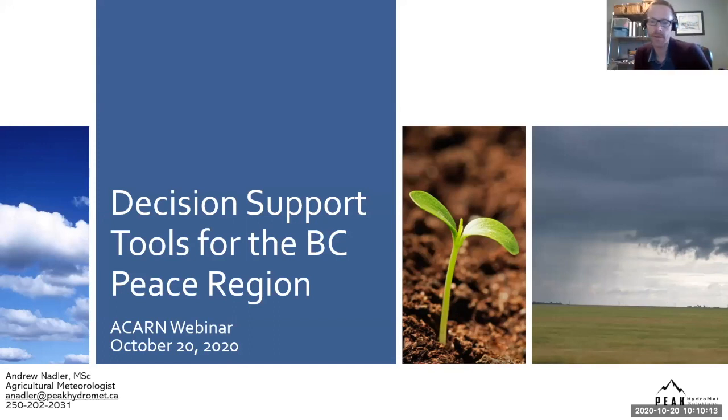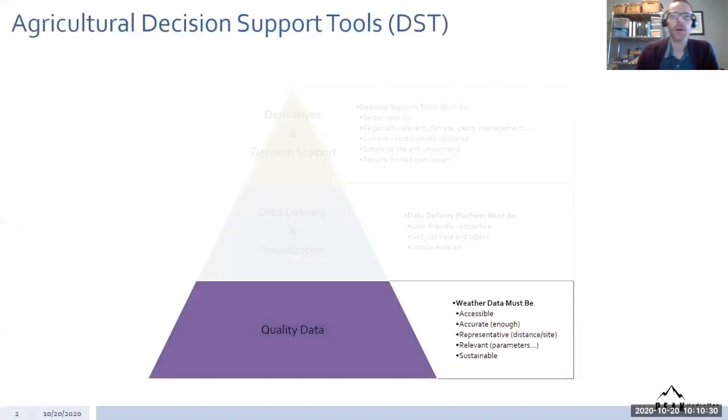That provides a great start to where I wanted to go with this. Talon said I'd do a deep dive, but within the few minutes we have, it won't be super deep, but I will do my best. But where I'd like to start is maybe a bit of a theory foundation, just to see where things started. When I look at agricultural decision support tools for growers, I sort of think of it as a bit of a pyramid, or a bit of a hierarchy of where we need to start.